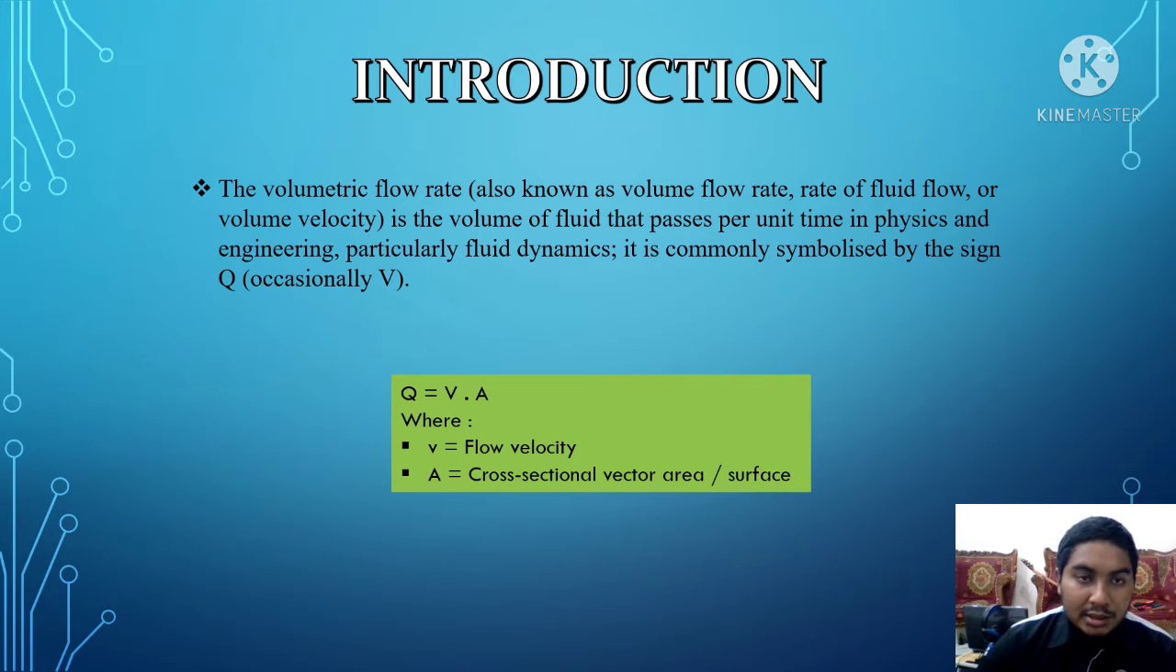Another introduction: the volumetric flow rate, also known as volume flow rate, rate of fluid flow or volume velocity, is the volume of fluid that passes per unit time in physics and engineering, particularly fluid dynamics. It is commonly symbolized by the sign Q, occasionally V. Q equals V times A, where V is flow velocity and A is the cross-sectional vector area.